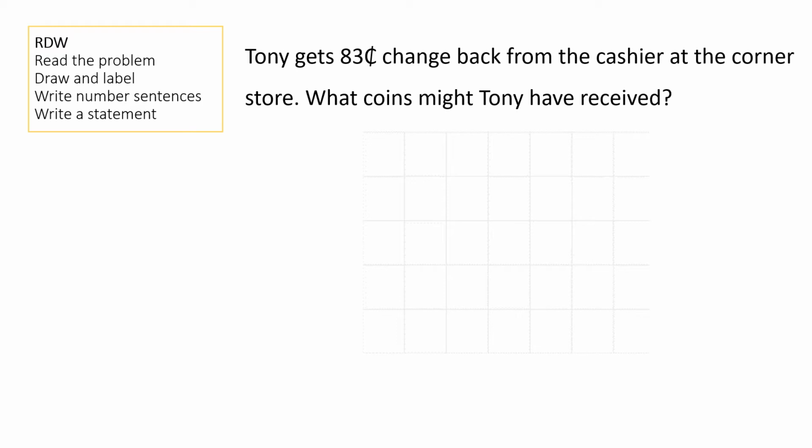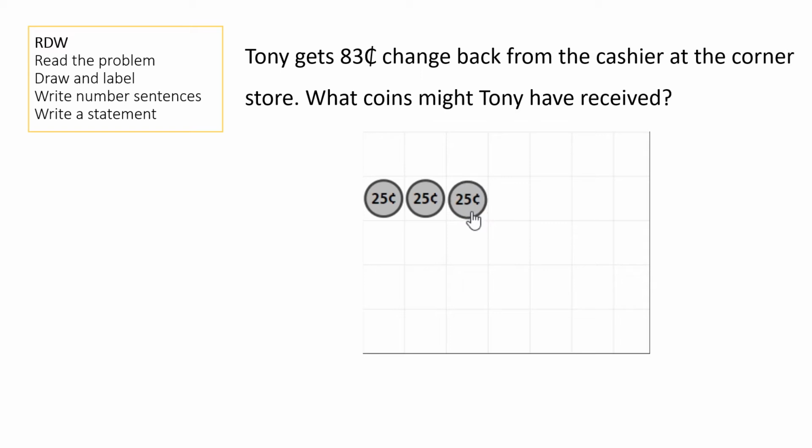Here is one way that you could have drawn the coins that would have the same value as 83 cents. You could have used 3 quarters, a nickel, and 3 pennies. That adds up to 83 cents.